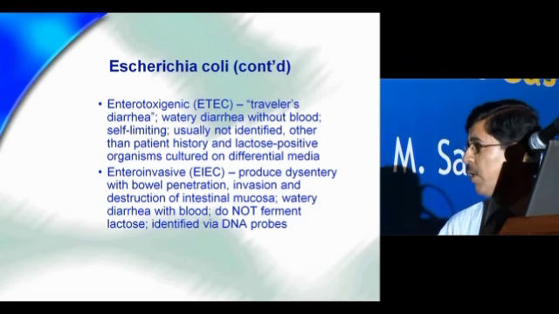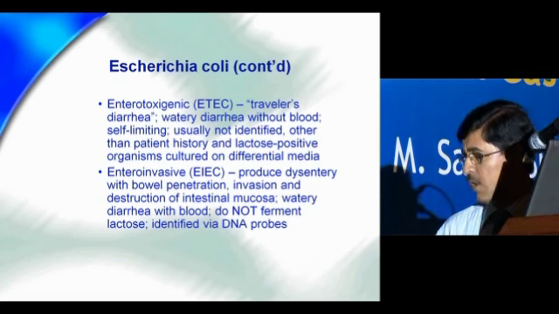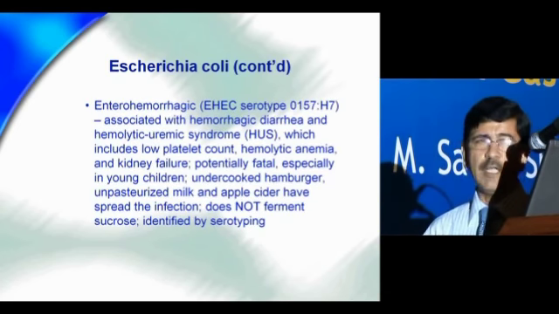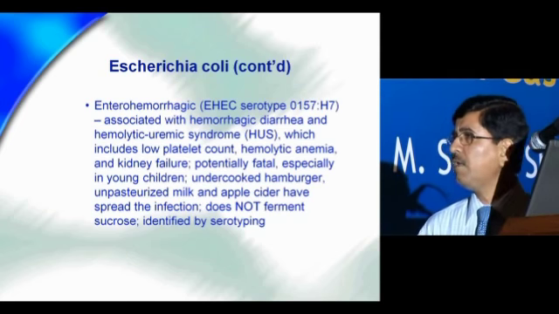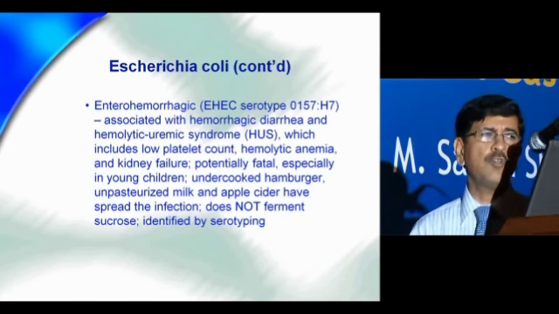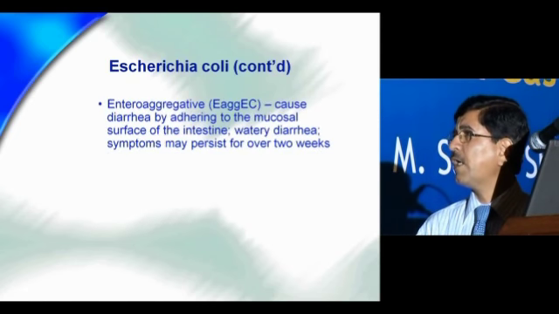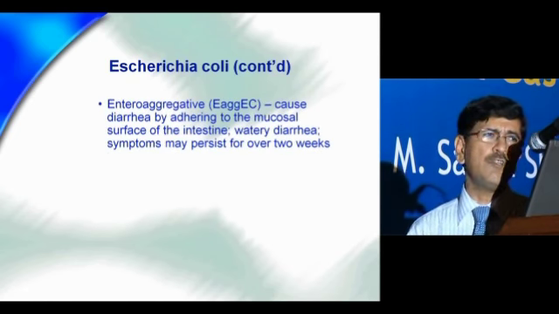Enterohemorrhagic again causes more severe bleeding and it can cause hemolytic uremic syndrome. Then enteroaggregative causes diarrhea by adhering to the mucosal surface of the intestine. It causes watery diarrhea. Symptoms may persist for around 2 weeks or so.